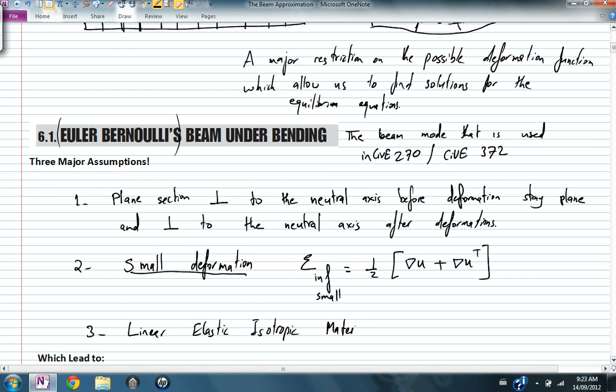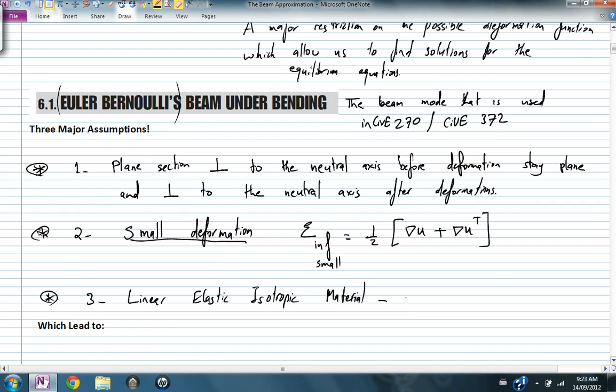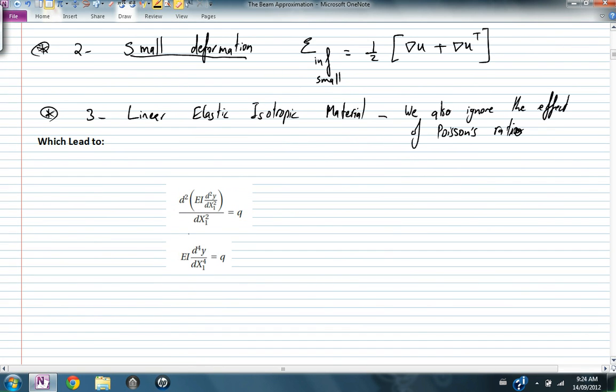So it's really limited. In all the courses that you're studying, you're really limited to small deformations and, most of the time, to linear elastic isotropic materials and to plane sections remaining plane. In fact, in most beams we also ignore the effect of Poisson's ratio. And that allows us to solve the beam equation really fast using hand calculations.